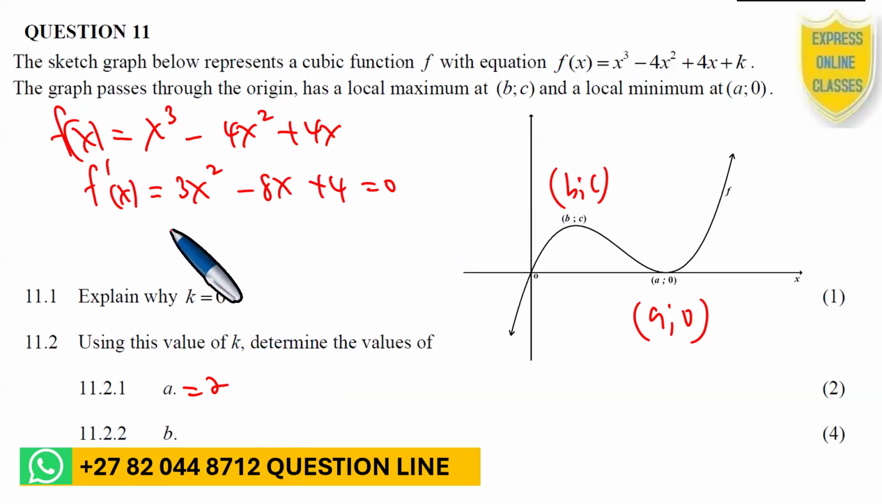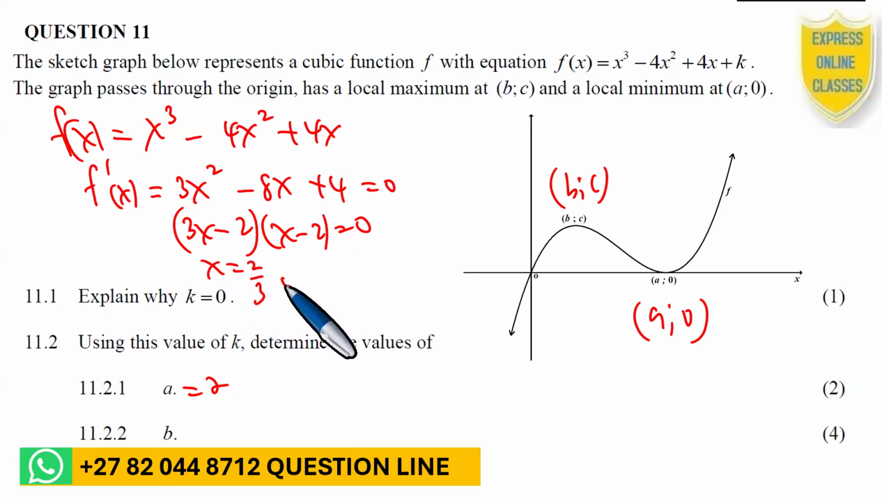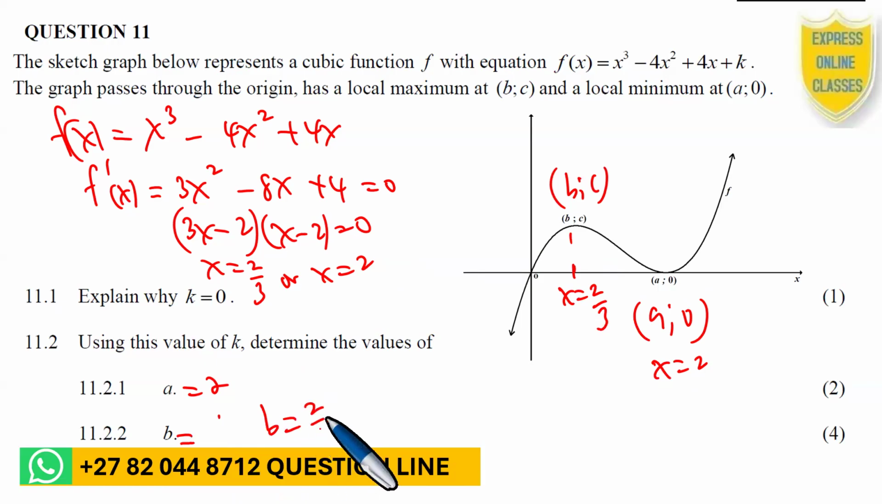The factors of this should be 3x minus 2 and x minus 2 equals 0. x is 2/3 or x is 2. And therefore, because x is already 2 here, at this point x must be 2/3, which means that b is 2/3.